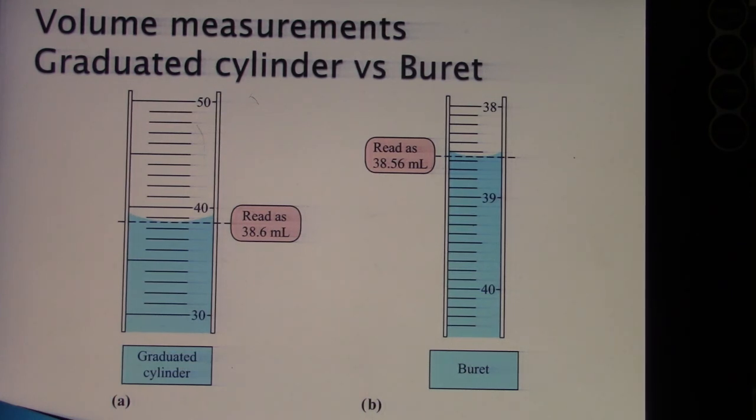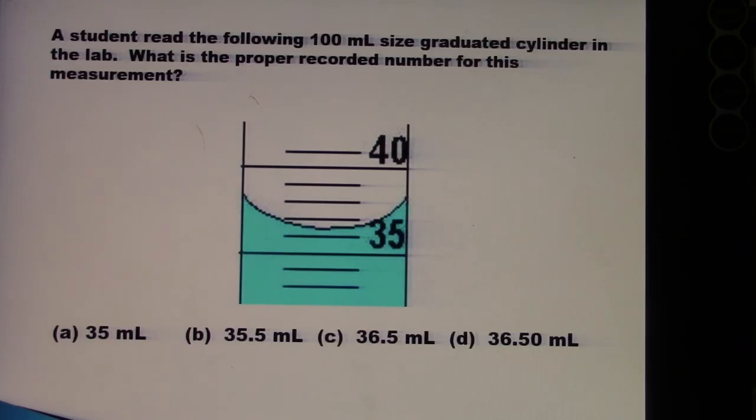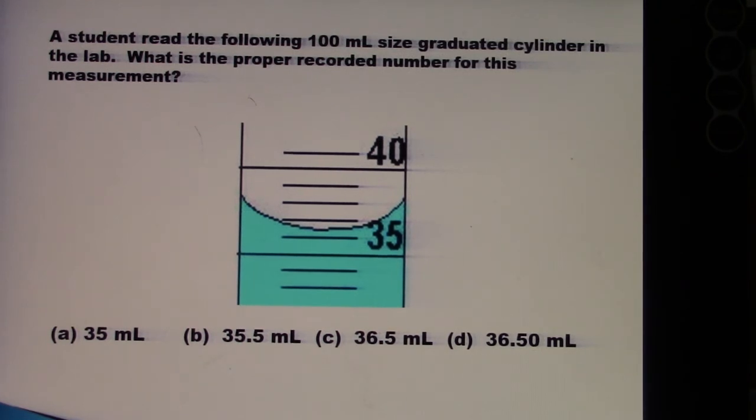Okay, so let's test your knowledge on the next slide. Let's say you were asked to do this reading here. A student read the following 100 milliliter size graduated cylinder in the lab. What's the proper recorded number of this measurement? Take a minute, see if you can do that one. So what do you think?